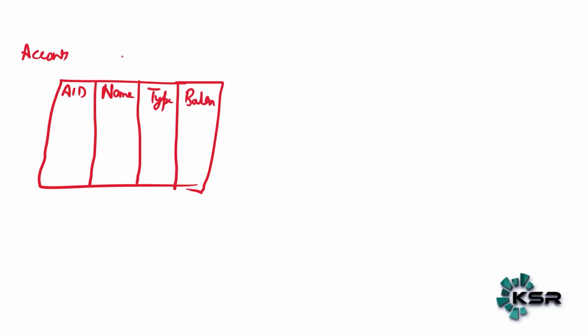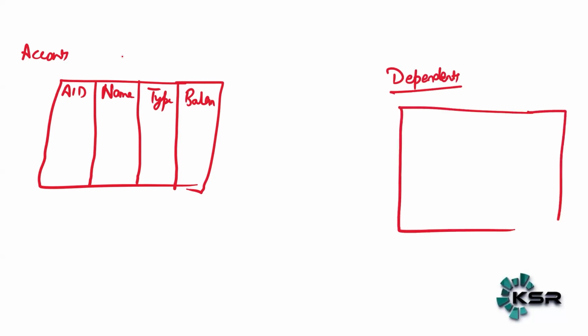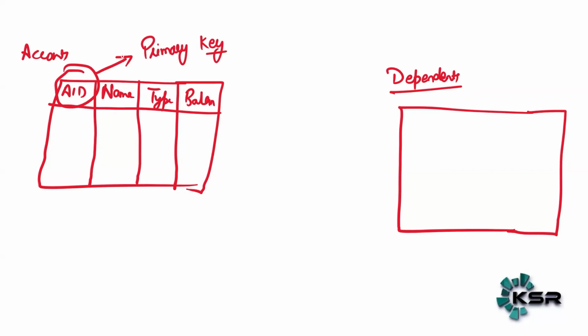Okay, and then we will create another table, that will be the dependents table. So in dependents, obviously, what will be the primary key here, guys? Primary key means that is unique. So can two of you have the same account number? No, right? So this is the primary key. Basically, the primary key is the column which will help you uniquely identify the records.